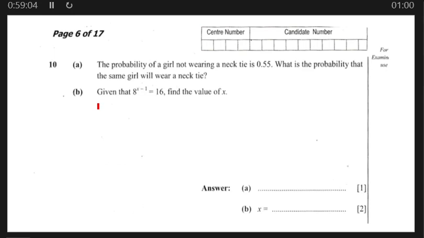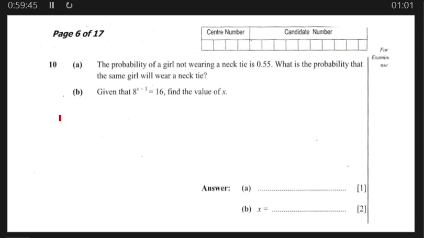So let's move to question 10. Question 10 says, A, the probability of a girl not wearing a necktie is 0.55. What is the probability that the same girl will wear a necktie? Then B, given that 8 to the power x minus 1 is equal to 16, find the value of x. All right, so let's begin by answering the first question.